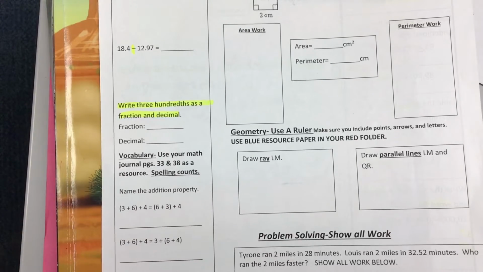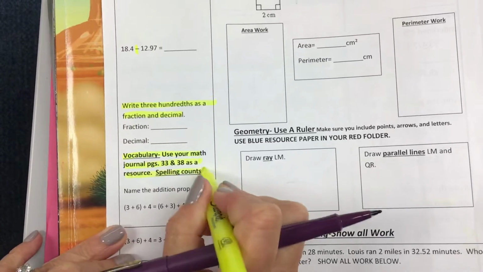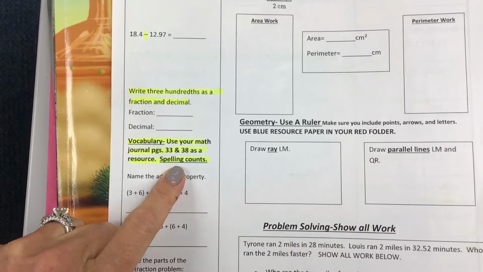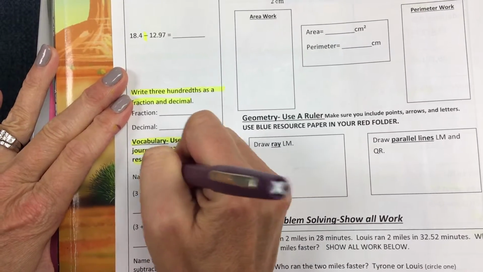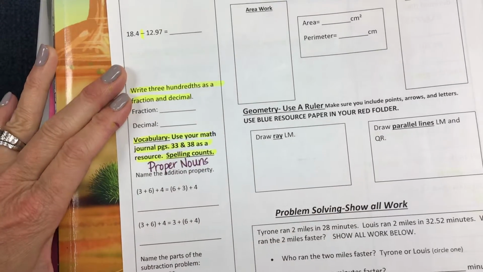Use your vocabulary pages 33 and 38 to help you on this one. Make sure to spell the words correctly. Also, these properties are proper nouns. We know that proper nouns always need to be uppercased.